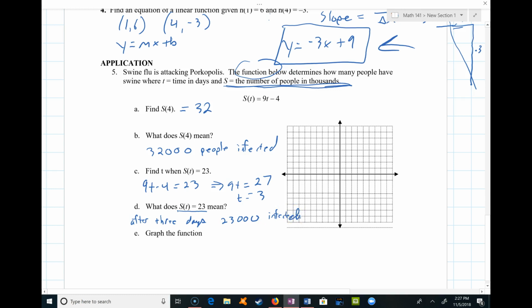So then finally, graph the function. If I graph the function, I'd go over, oops, we got a weird line thing going on here. Sorry about that. There should be a line kind of right through there. So 1, 2, 3, 4. So y-intercept of 4, over 1, up 1, 2, 3, 4, 5, 6, 7, 8, 9. It looks something like that. It's a nice linear equation.